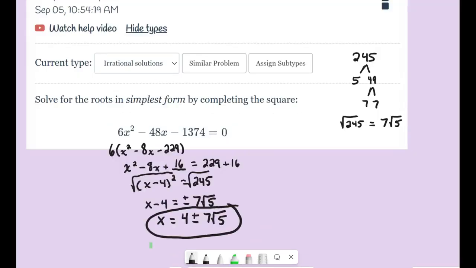And that's the solution to this problem. You should have 4 plus or minus 7 times root 5. The trickiest part of this, I think, was finding the prime factorization of 245. But I just used a calculator and ended up getting that pretty quickly.